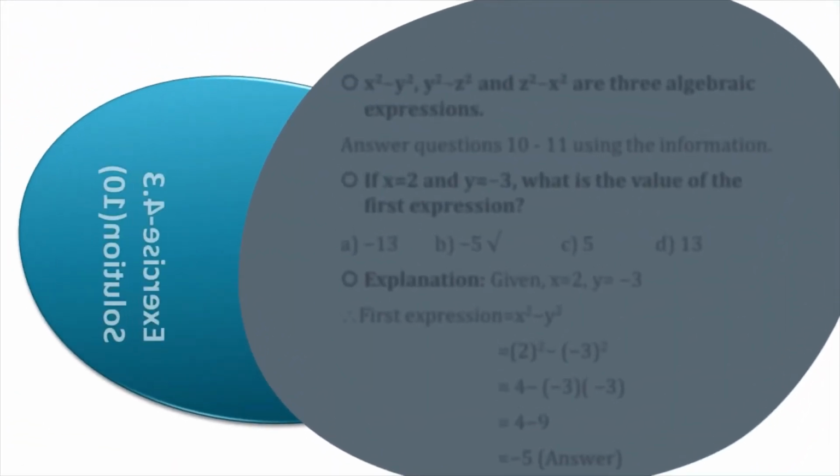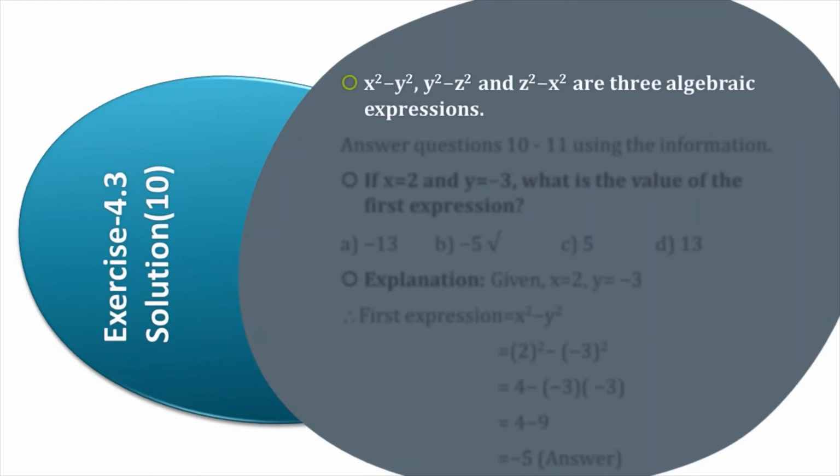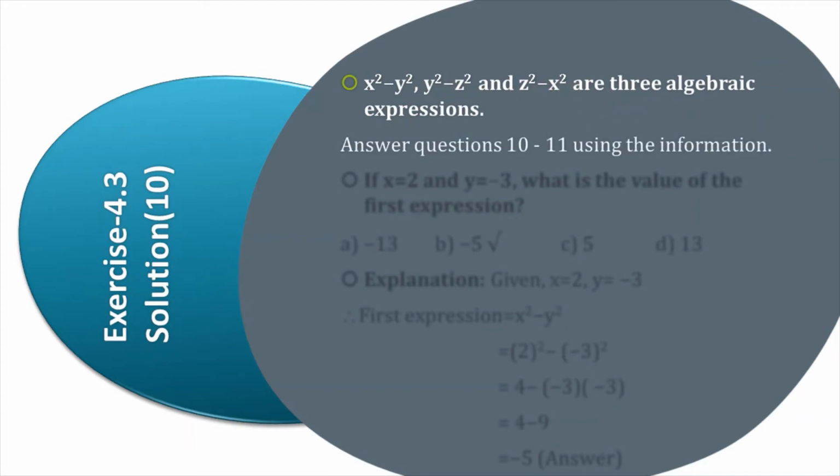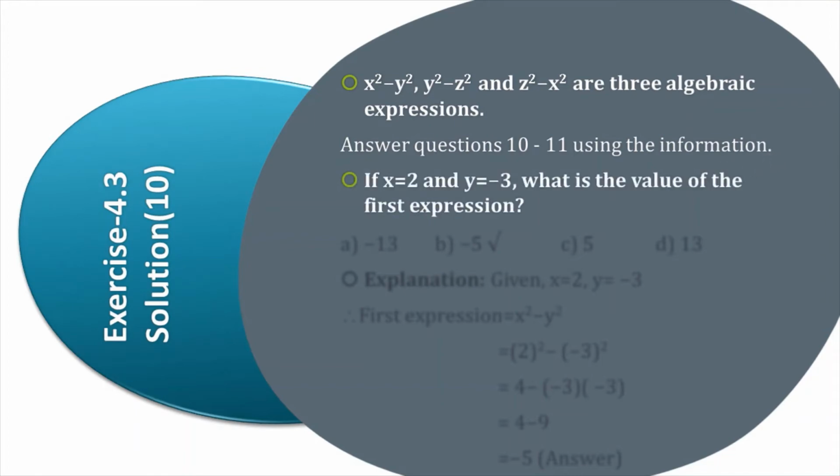Now solution number 10. x square minus y square, y square minus z square, and z square minus x square are three algebraic expressions. Answer questions number 10 to 11 using the information. The first one is, if x equals 2 and y equals minus 3, what is the value of the first expression, my dear? These are the options, and minus 5 is the answer.